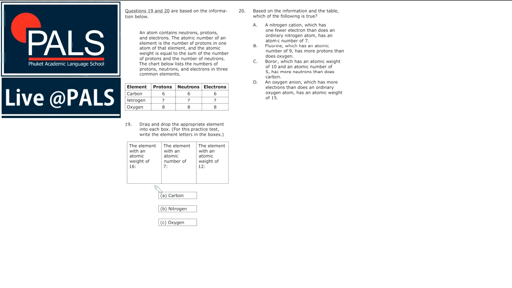Element with an atomic weight of 16. Now we were just told that the atomic weight is equal to the sum of the number of protons and number of neutrons. So for oxygen, that's 8 plus 8, which is 16. So that is oxygen. Element with atomic number 7. Atomic number is the number of protons. So therefore that is nitrogen. B, atomic weight of 12, carbon, 6 plus 6 is 12.